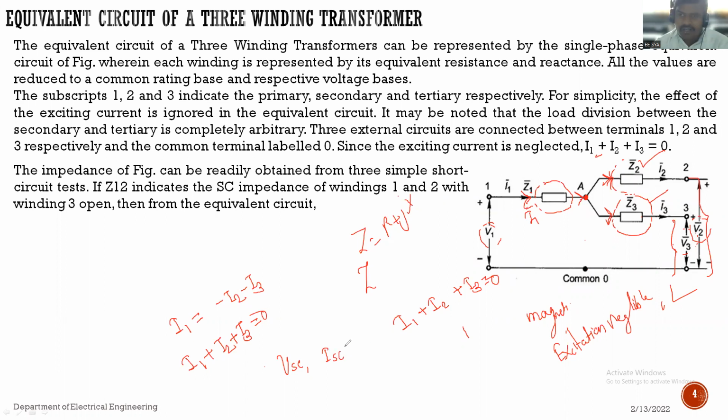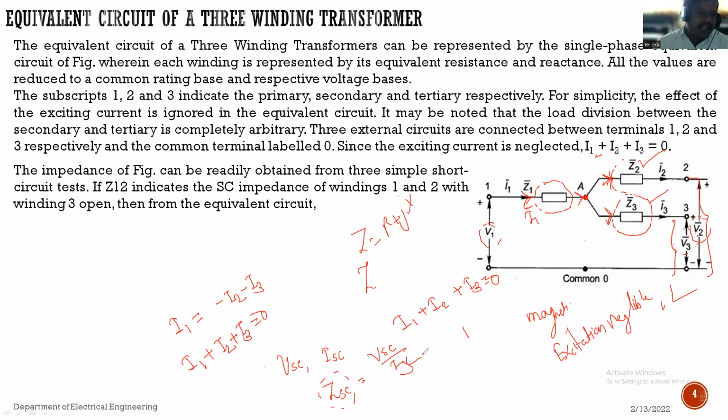ISC and VSC we have already calculated when conducting a short circuit test. At that situation, we are able to calculate ZSC. ZSC is nothing but the short circuit impedance. It is VSC divided by ISC, short circuit voltage divided by short circuit current. So according to this, we are able to calculate the short circuit impedance. The short circuit impedance can be calculated by simply conducting a short circuit test.